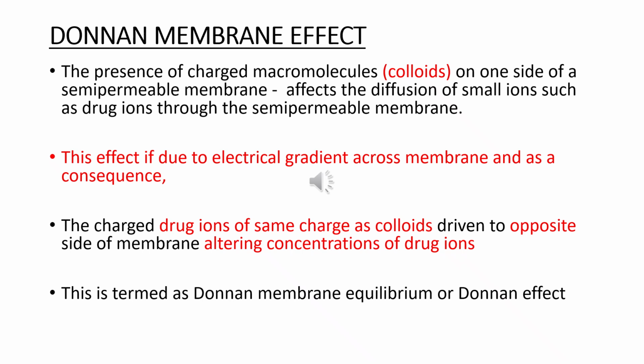That means, due to an electrical gradient, an electrical difference across the semi-permeable membrane, the ions with the same charge as the colloid will move towards the opposite side of the membrane, producing an unequal ion distribution throughout the membrane. And this effect is called Donnan membrane equilibrium or Donnan effect.